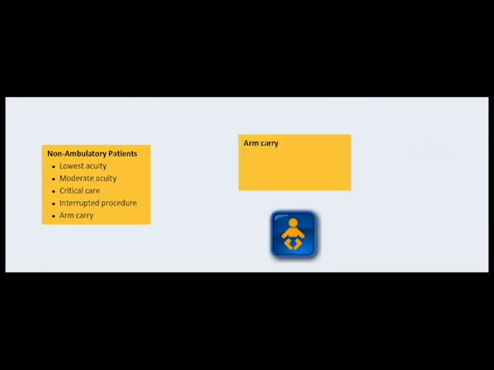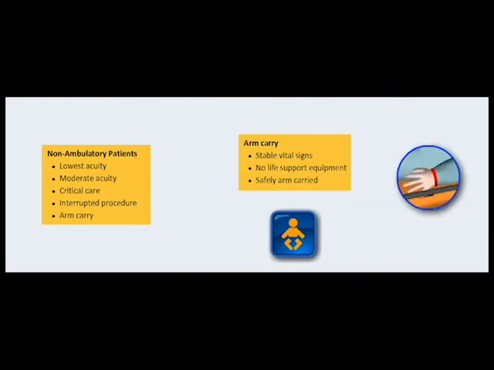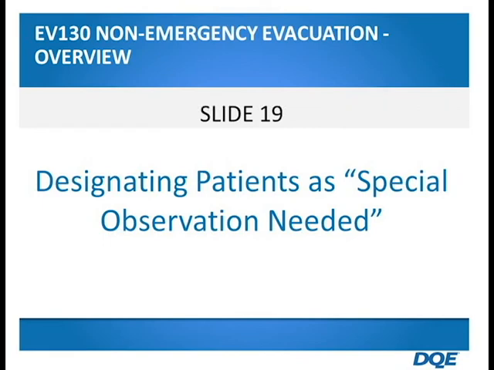Arm carry. These are the neonatal, infant, or child patients who have stable vital signs, do not require life support equipment, and can be safely arm carried without adverse health effect. These patients are categorized as non-ambulatory, lowest acuity, and would have 1 red band applied to their wrist or ankle. Others whose hemodynamic status is questionable, or neonates and infants who require incubators, would be classified as either moderate acuity or critical care.